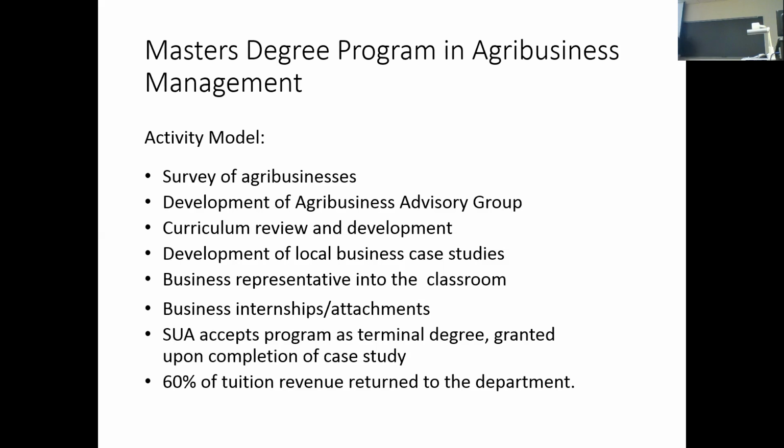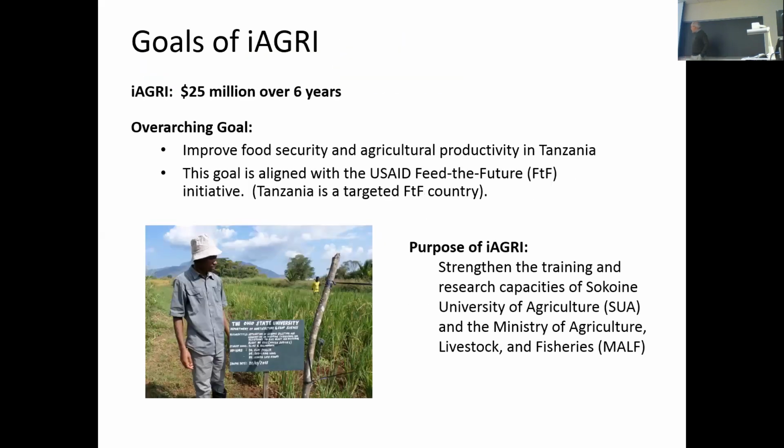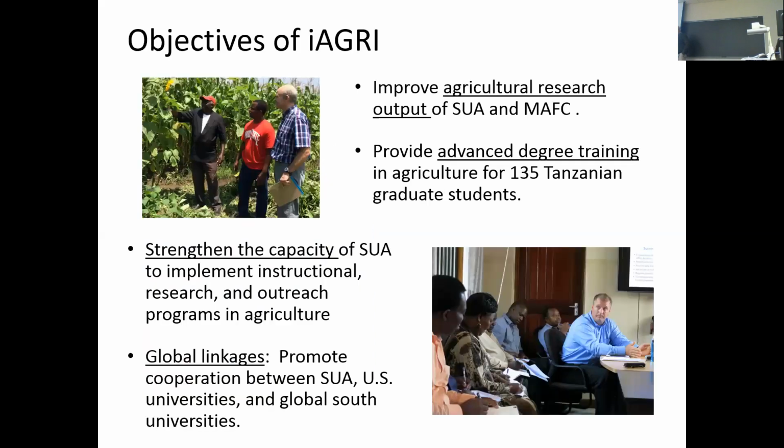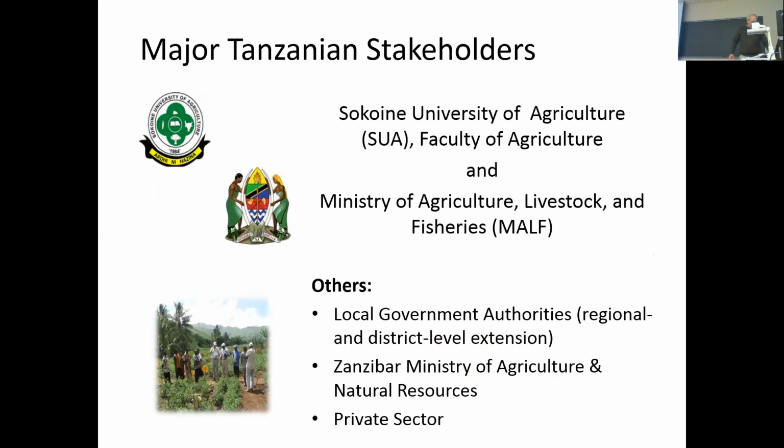RUFORUM is an acronym that stands for the Regional Universities Forum for Capacity Building in Agriculture, a consortium of 80 African universities. It's run by a guy who did his PhD in plant pathology here at Ohio State University. They've been a great partner to work with.